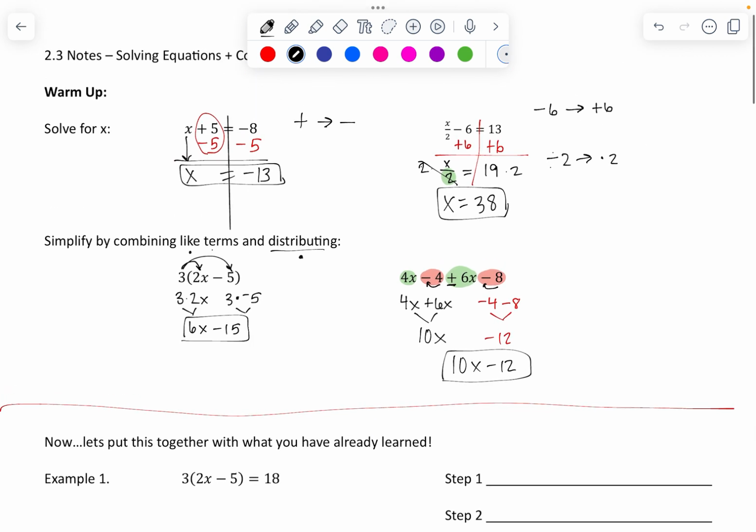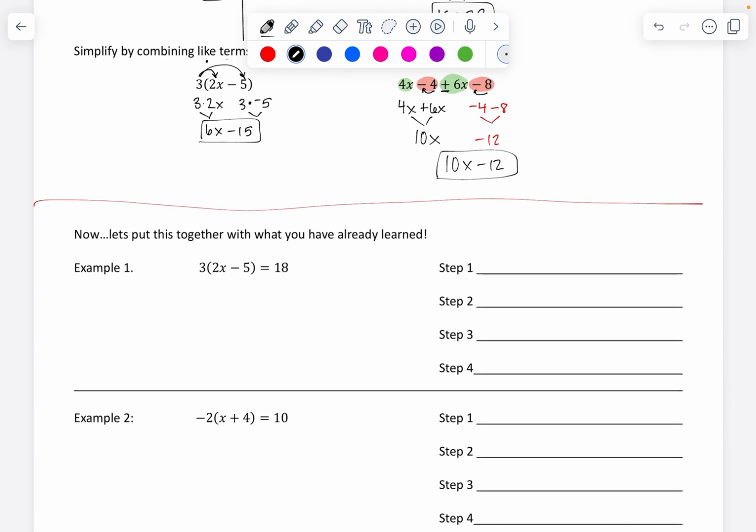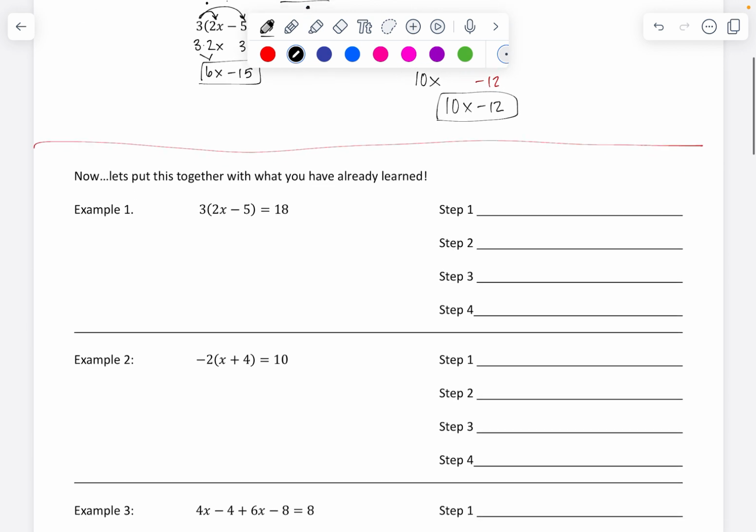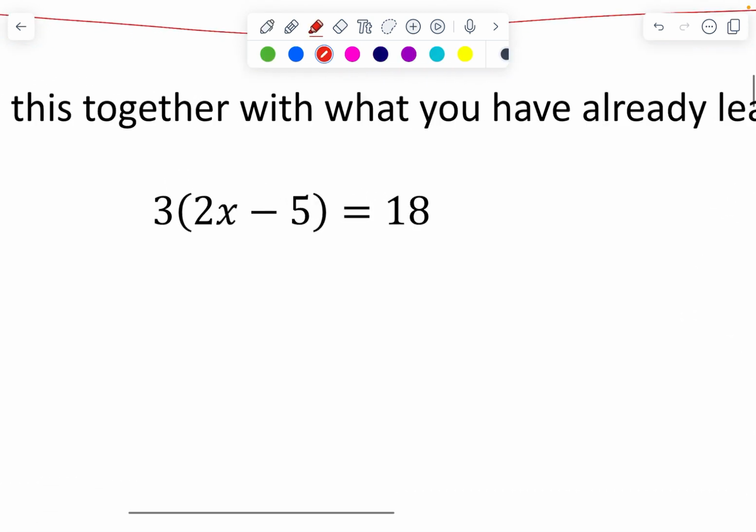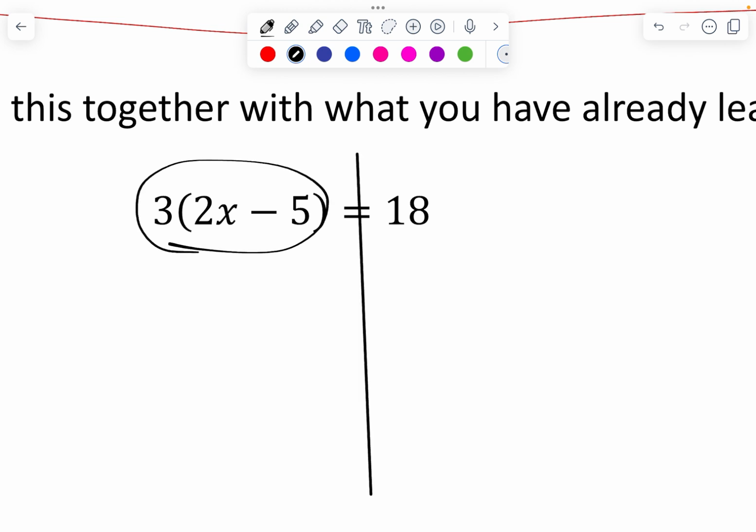Okay, so we're going to use those 2 ideas and put this all together now. So in the first example, we've got 4 examples to go off of. In the first example, we're using that same distribution that we did in the warm-up above, okay? So when I look at this problem, I see, okay, I've got an equal sign, so that means I'm trying to find x. And then on the side that has the letter, I've got some distribution that I need to do. So let's go ahead and distribute like we did in the warm-up.